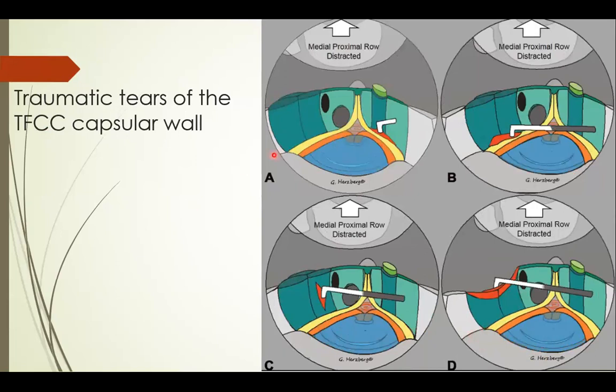Next, you can also see the lesions on the capsular wall. The first image showing the dorsal TFCC detachment, the volar TFCC detachment, and a linear tear of the ulnocarpal ligaments, or avulsion of the ulnocarpal ligaments from the medial proximal row in entirety.